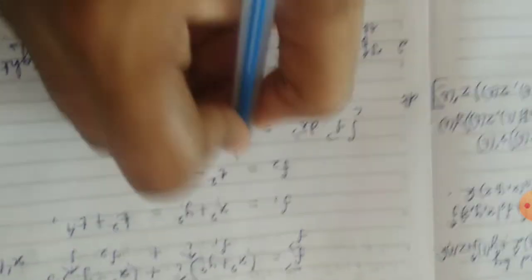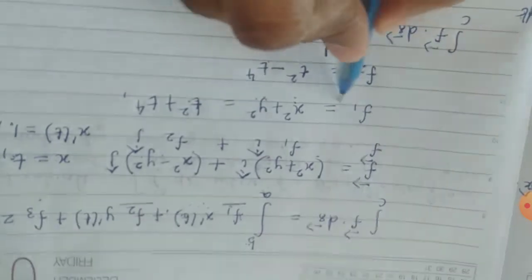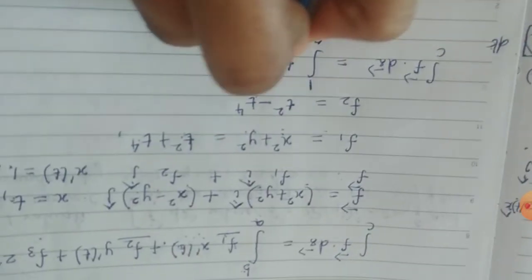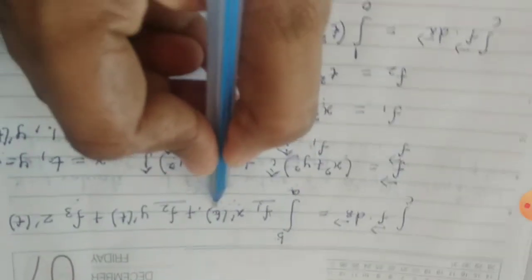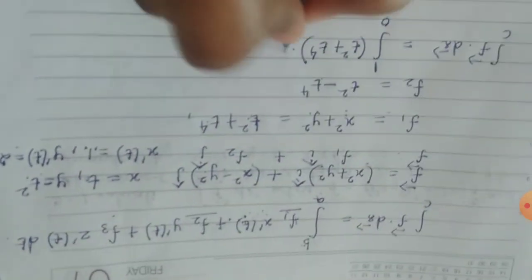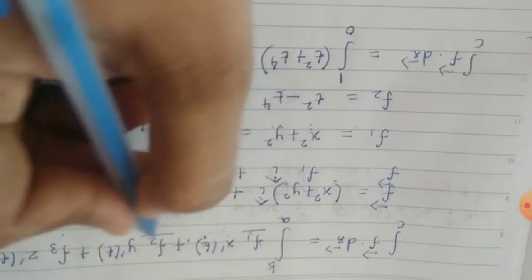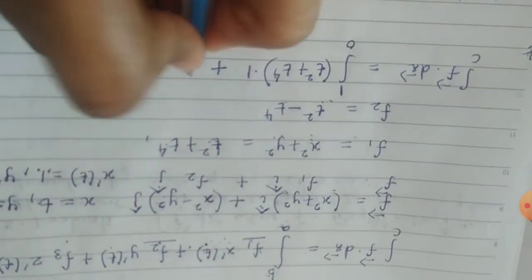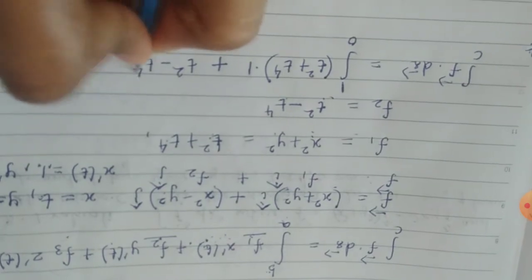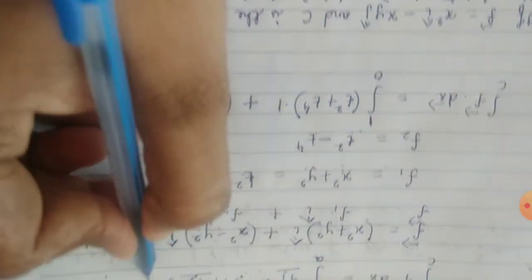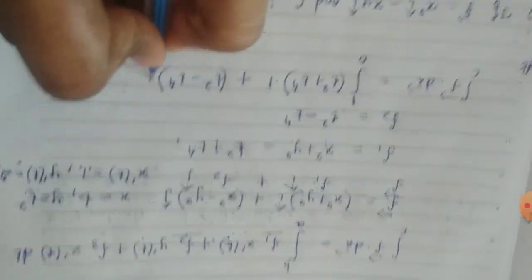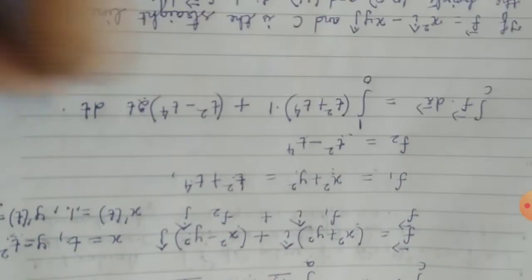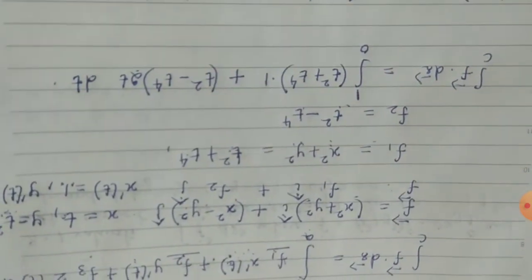So here, the integral from 0 to 1 of f1 x dash of t. What is f1 we have here? t squared plus t power 4 into x dash of t, which is 1, into 1, plus f2 y dash of t. So f2 is t squared minus t power 4 into y dash of t, and y dash of t is 2t, so 2t into dt.